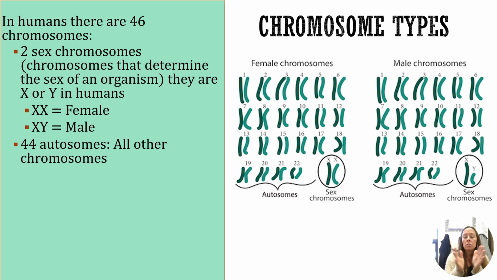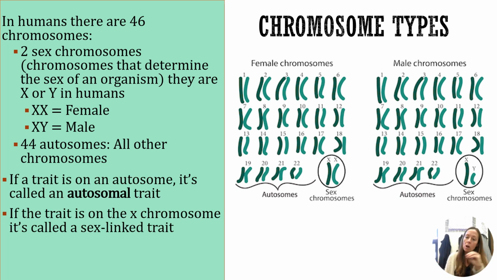The two sex chromosomes are called sex chromosomes. All the rest of them are called autosomes. So you can have diseases or traits that are autosomal, which would be a trait on an autosome. Or you can have traits that are sex-linked, which would be a trait on an X chromosome.